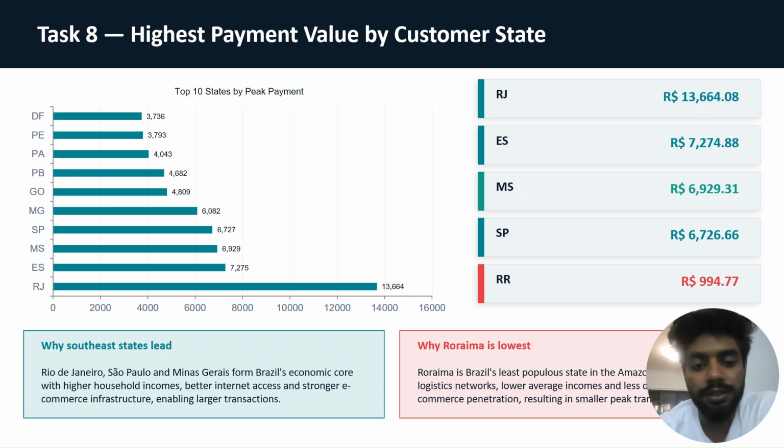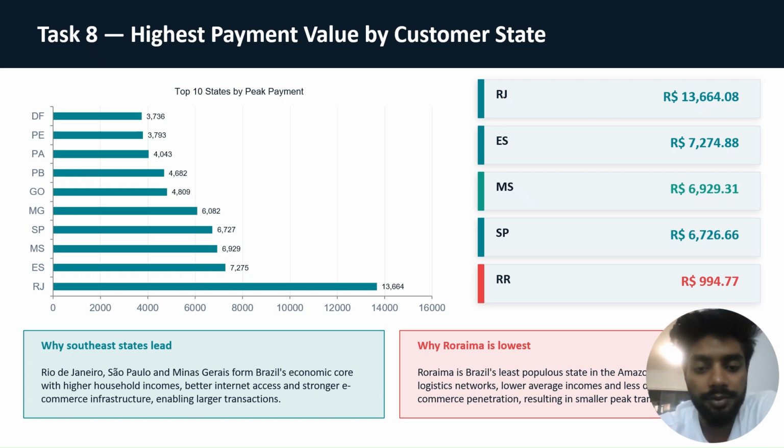I ran task 8, which identified the highest payment value order for each customer state across all 27 Brazilian states. Rio de Janeiro recorded the highest at 13,664, followed by Espírito Santo at 7,274, and Mato Grosso do Sul at 6,929. The southeast states lead because they form Brazil's economic core. Higher household incomes, better internet infrastructure, and stronger e-commerce adoption all contribute.